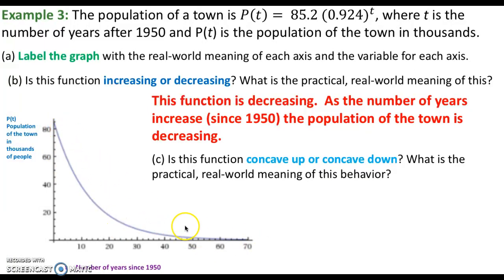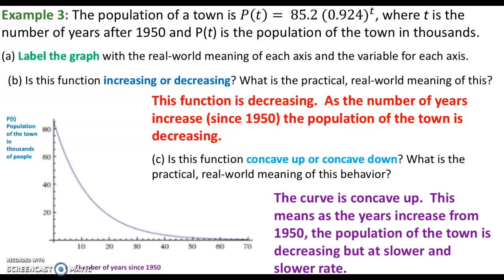Now, is the curve concave up or down? That's question C. This function is concave up. So what do we notice? Over here, the population is dropping pretty fast. But then as time goes by, the y values are not dropping so fast. So we say this curve is concave up. This means that as the years increase from 1950, the population of the town is decreasing, but it is decreasing at a slower and slower rate.